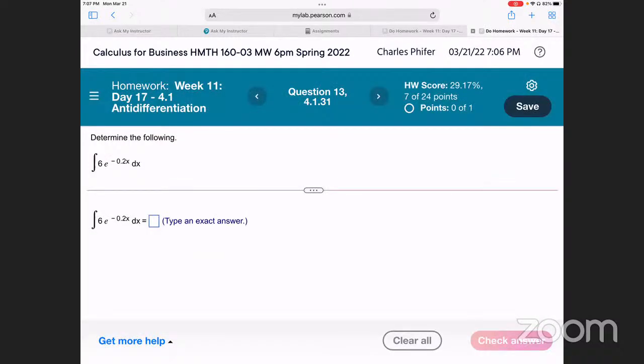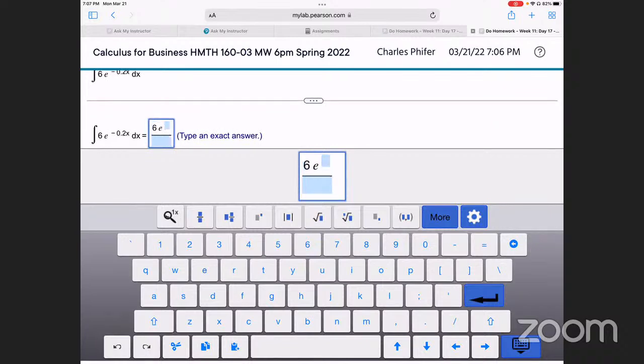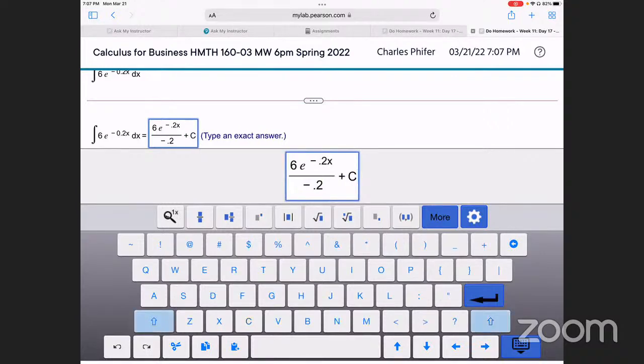Okay, let's do the same thing here. So we got our fraction. The 6 just kind of persists. We keep our e to the power of -0.2x, but then we need to divide by -0.2, and we probably should simplify. We're still going to keep our plus c. I'm going to submit this. If it's wrong, let's just go back and simplify.